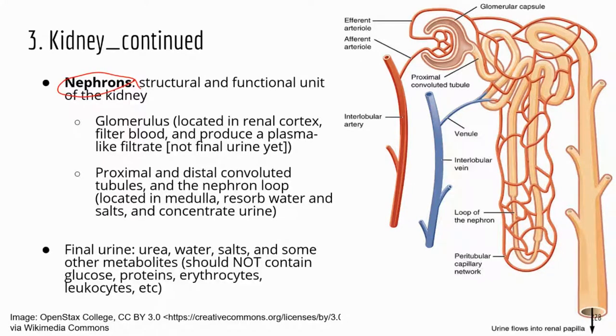So the functional units are called nephrons. The TEAS study manual does talk about nephrons, so I think this will be important to go over. The kidney will have millions of nephrons. Each nephron is a little factory that produces urine. Each nephron is a little factory where urine is produced.